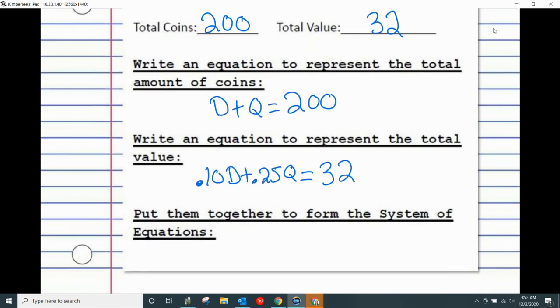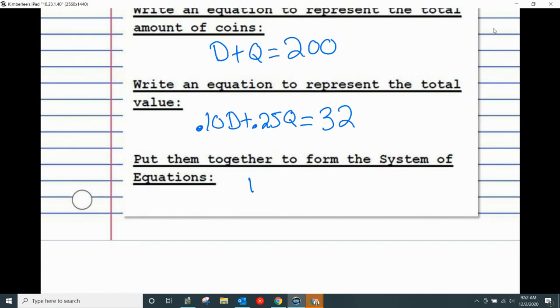Then it says literally put it together. Write down your system. Well, I have dimes plus quarters equals 200. And I have 0.10 D plus 0.25 Q equals 32. I'm done. That's all it wants me to do. Put them together, write the system.